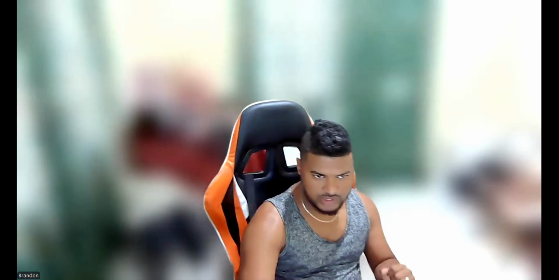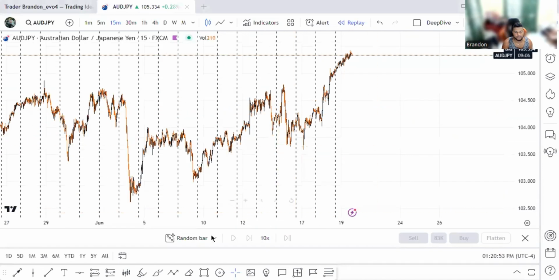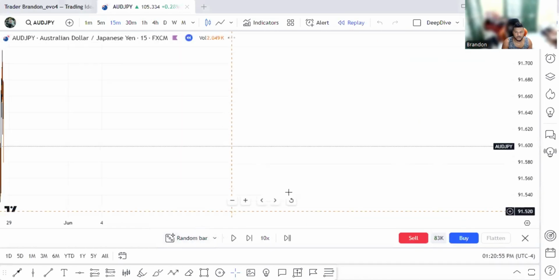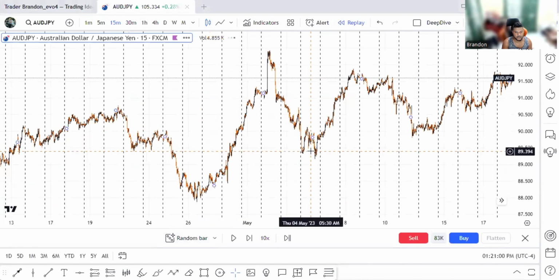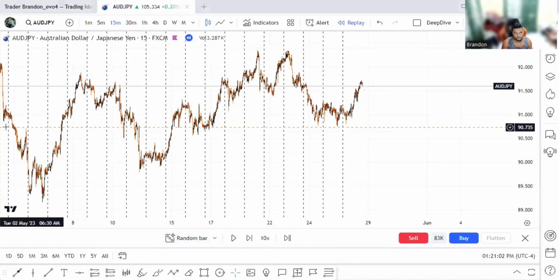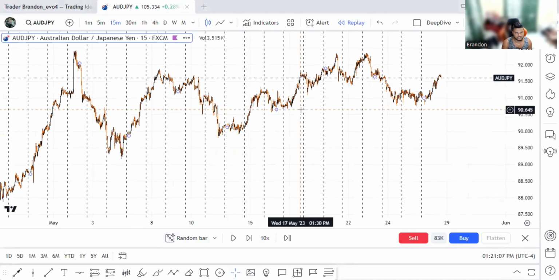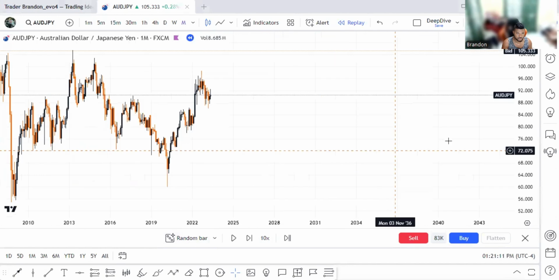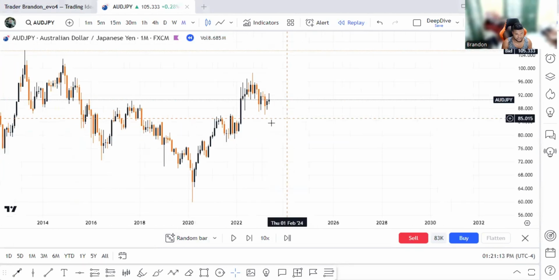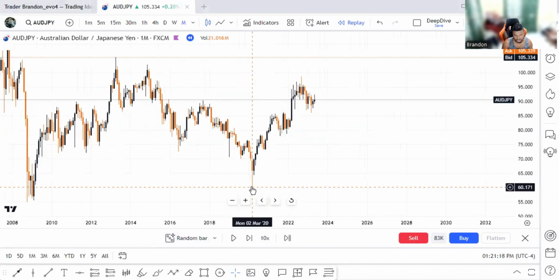So we're going to share screen, we're going to go AVJPY, and let's begin. So we're going to go replay. Okay, we're going to go random bar. All right. So out the gate, AVJPY seems to be more bullish than bearish. Okay, yeah, right. And let's try to figure out what kind of market. So as of right now, it is definitely more of a bullish market than it is a bearish market.